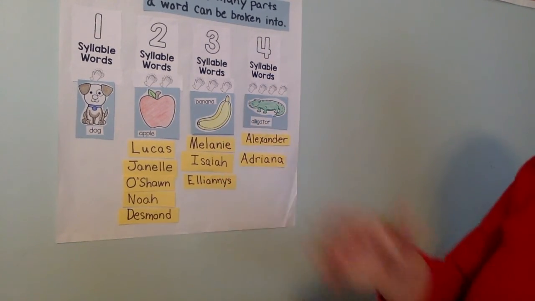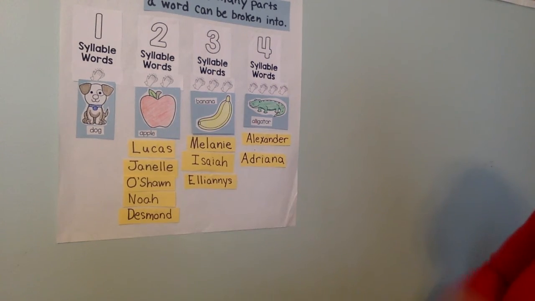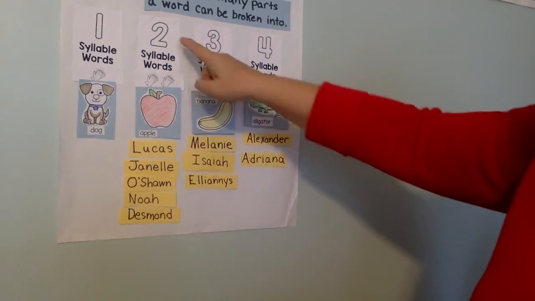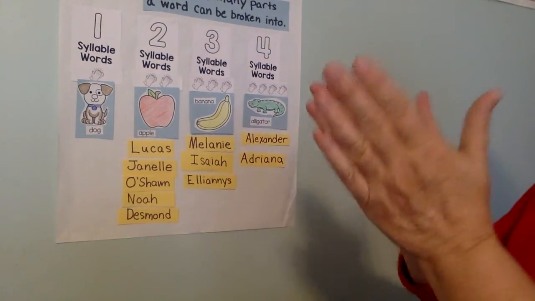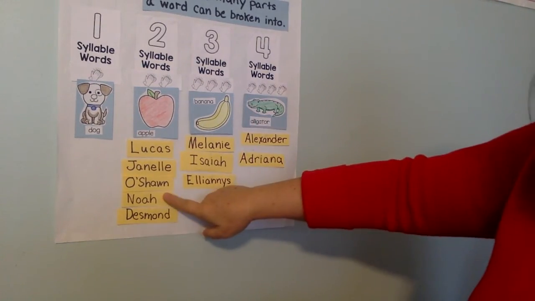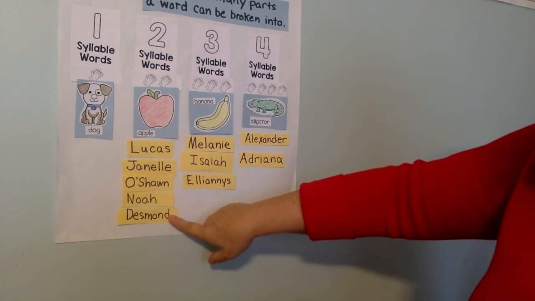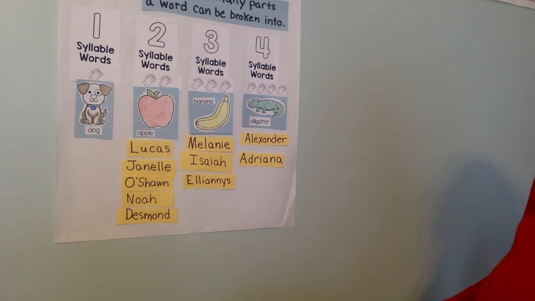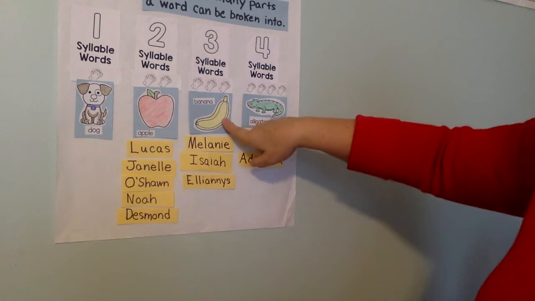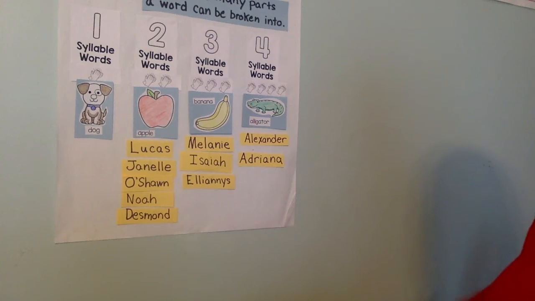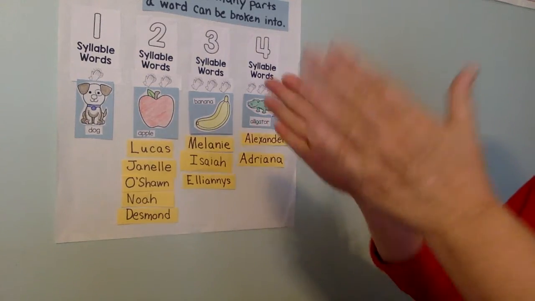So, my friend, we did the syllables to our pictures. Dog had one syllable. Apple, two syllables. Lucas, Janelle, Sean, Noah, and Desmond have two syllables in their names. We have three-syllable words: Banana, Melanie, Isaiah, Ilanis.